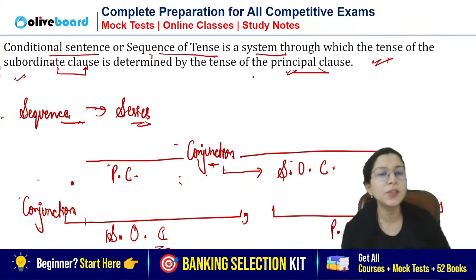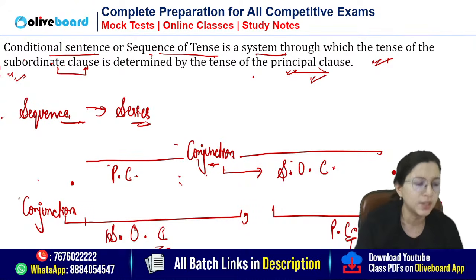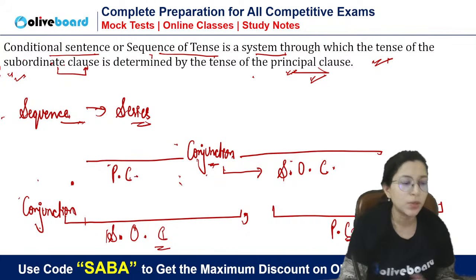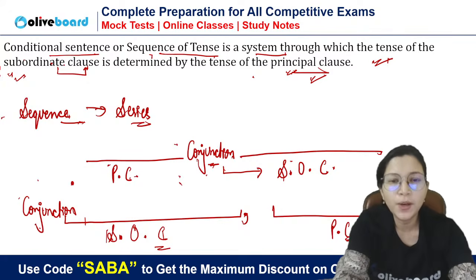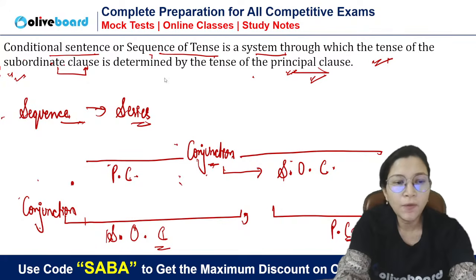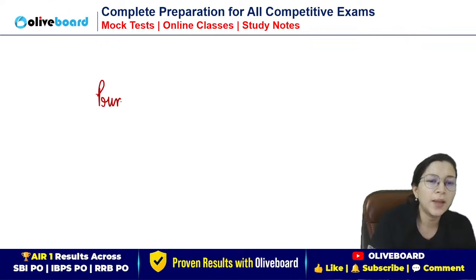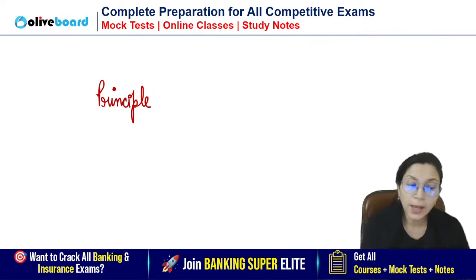Exactly. Is this clear? Why am I teaching you this principal and subordinate? Because in all the three rules, you will get this term. So it should be very clear what a principal clause is and what a subordinate clause is. Many of you are writing the spelling of principal as principle. Is this the correct spelling of principal clause? Quickly tell me.